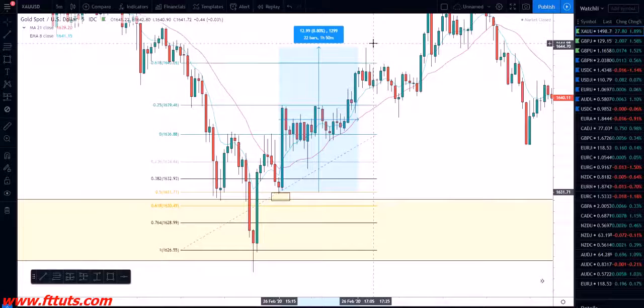130 pips. Are you kidding me? That's a minimum of $13. This is the 5-minute chart. This is happening fast. Within an hour this happened. An hour and 50 minutes and this is done. You're done. 130 pips in one trade.